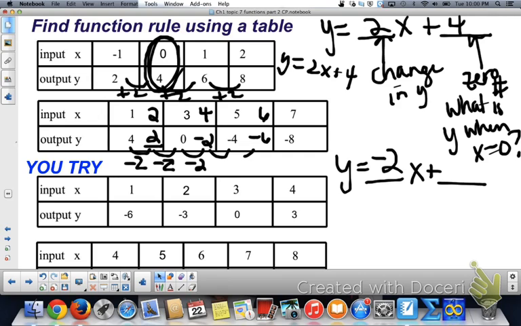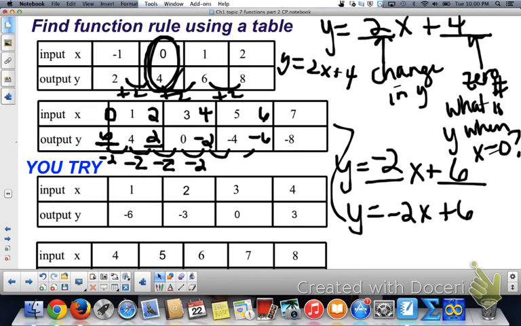And then my 0 number. All right, now, if I have to go down 2 and that number is 4, what would this number have been? So that when I minus 2, I get 4. Yeah, 6, because 6 minus 2 gives me 4. So it's going to be negative 2x plus 6. So y equals negative 2x plus 6. That's the second one.